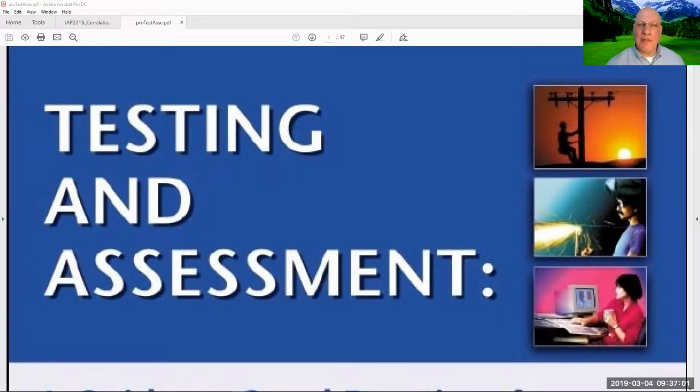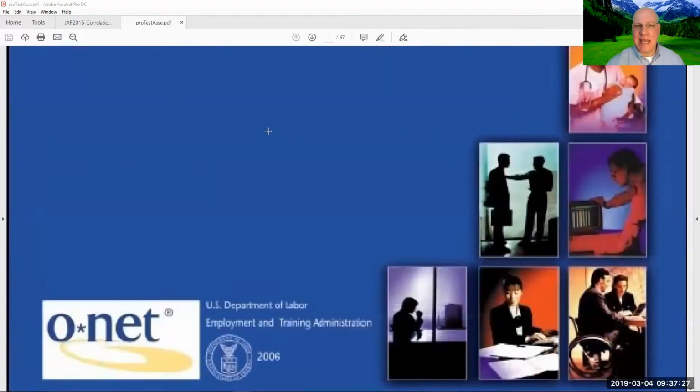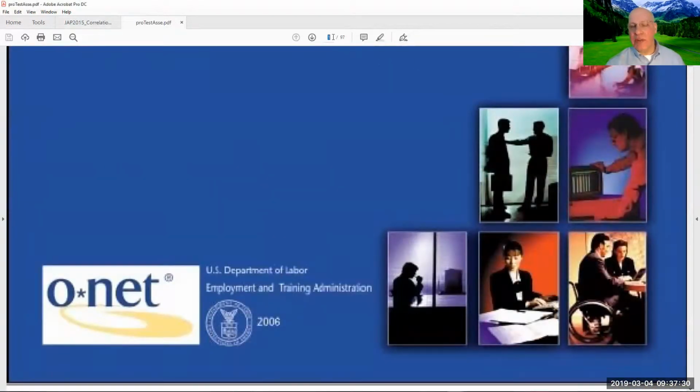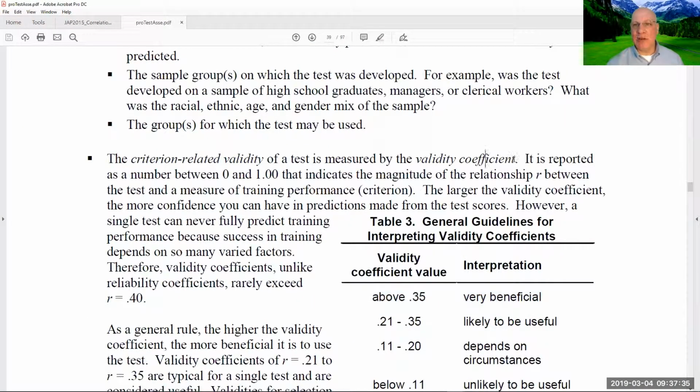Today I'd like to talk briefly about why it's important to use machine learning, supervised machine learning, to build more accurate performance models. You're looking at a document published by the U.S. Department of Labor back in 2006, Testing and Assessment, a Guide to Good Practices for Workforce Investment Professionals. And where I'd like to go with this is on page 39 of the PDF, which talks about validity. Validity is a synonym for value.